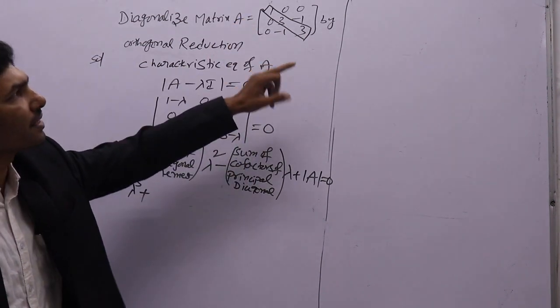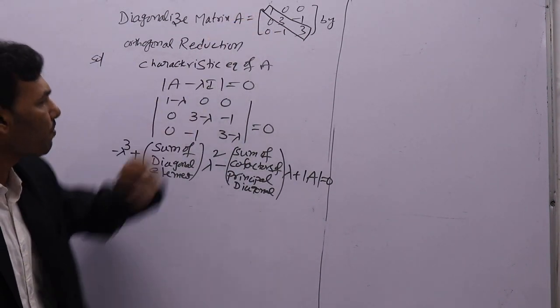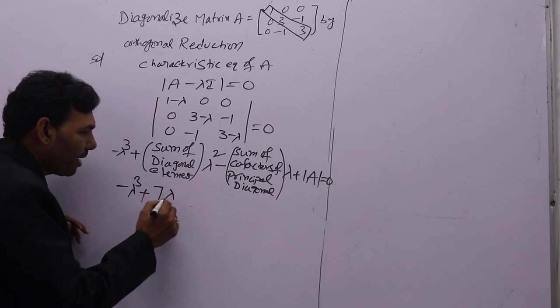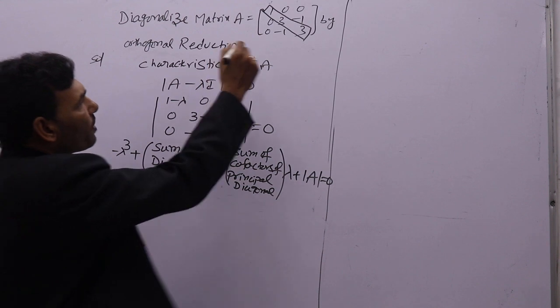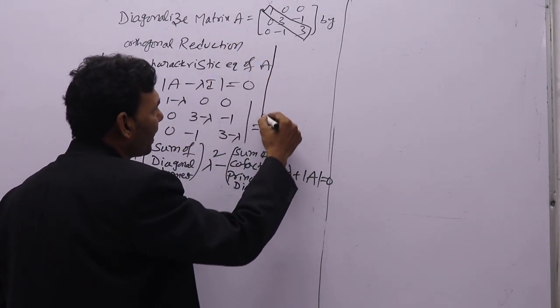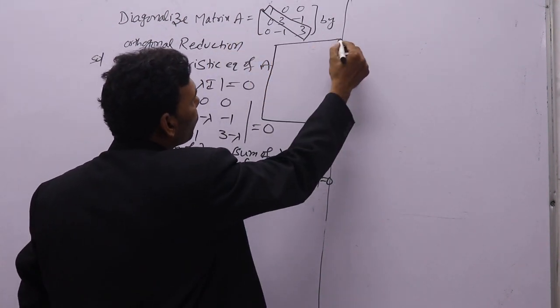We need to add the 3. 3 plus 3, 6. 6 plus 1, 7 lambda square. Next, we need to calculate the sum of cofactors of the principal diagonal. For the principal diagonal, we need to calculate cofactors.